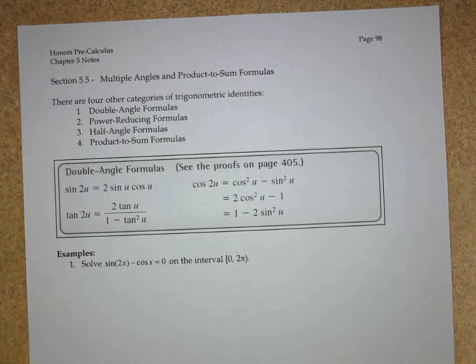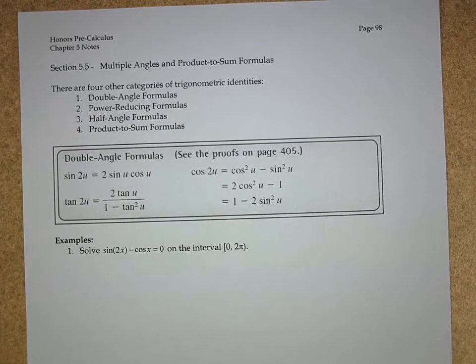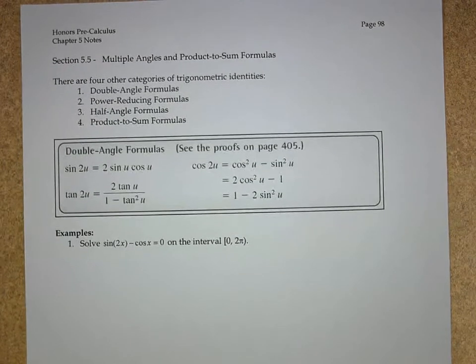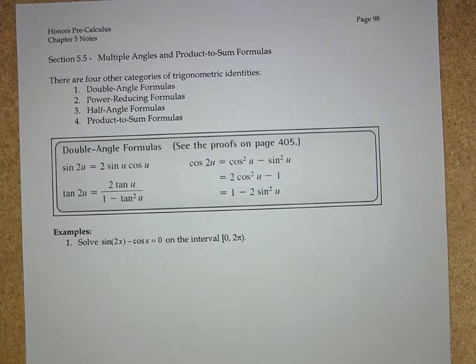Or if I've got things that are being added, how can I make them into things that are multiplication? So we're going to be studying 4 types of equations and formulas here in this section. In this section, you do not need to memorize these formulas. It's strictly going to be applying and knowing how to substitute in when you see the type of formula you need. So first of all, there are 4 other categories that we're going to be looking at.